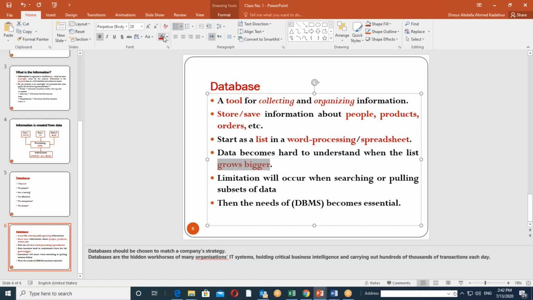Okay, so this list becomes very huge. Then it is very difficult to deal with that. It will become very hard to be understood for me when we have more items, more rows, more columns.